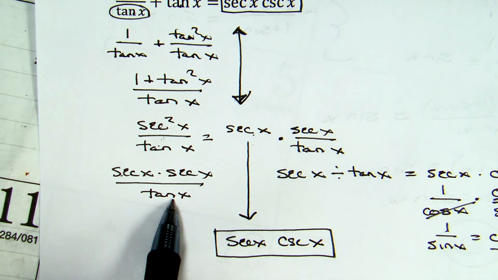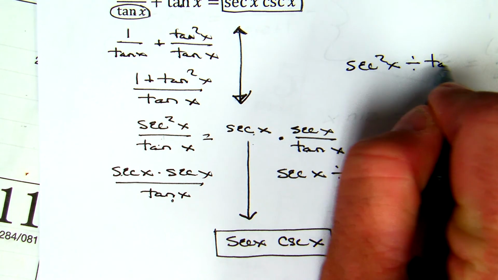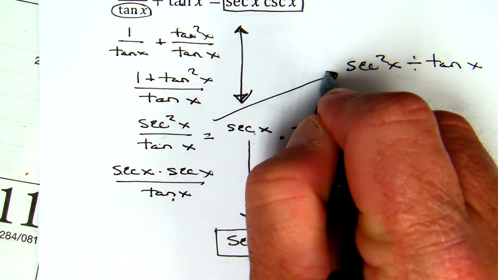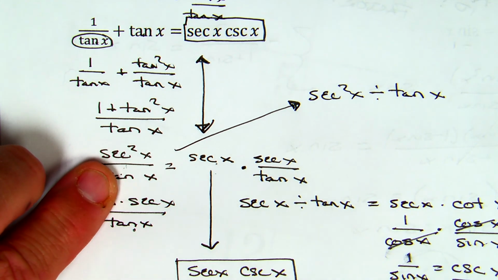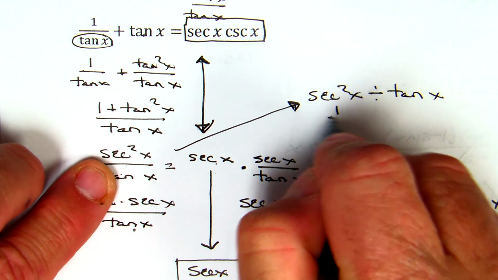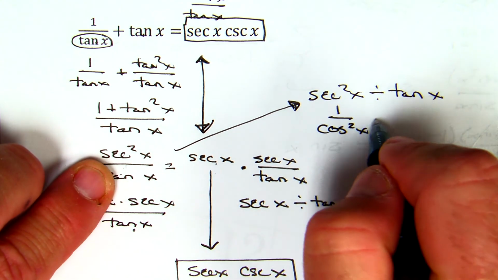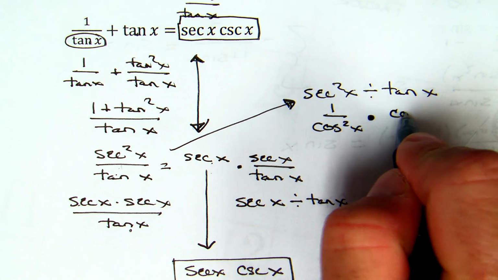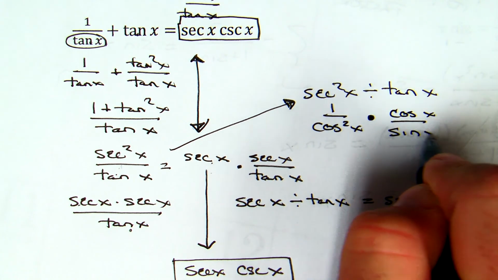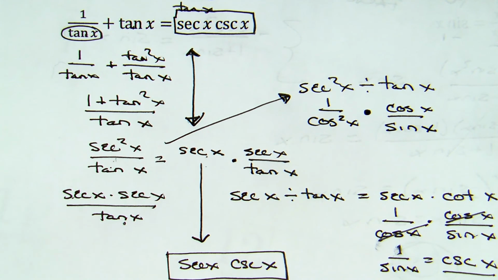Now if you want, and you'll still get the same answer, you can do this: secant squared x divided by tangent x. If this is easier for you, feel free. See what I did? So I just took that before I broke it down and turned it into a division problem. Secant squared is 1 over cosine squared. Division turns into what? Multiplication. When I do that, I flip my trig. Tangent becomes cotangent. That'd be cosine over sine. Good? And then you can do it that way. You still get the same answer.